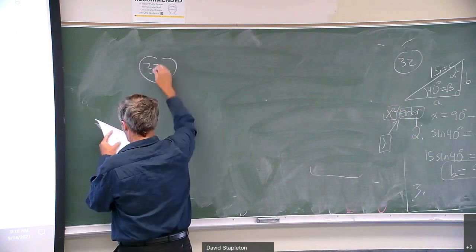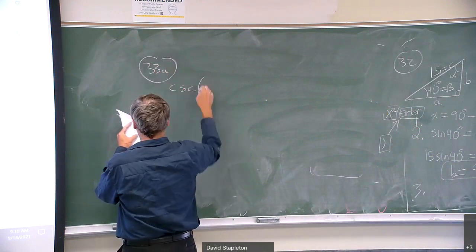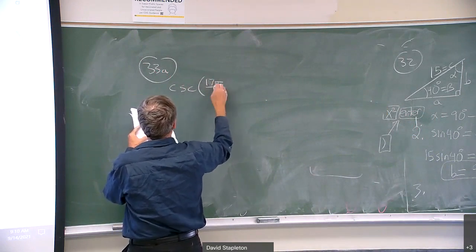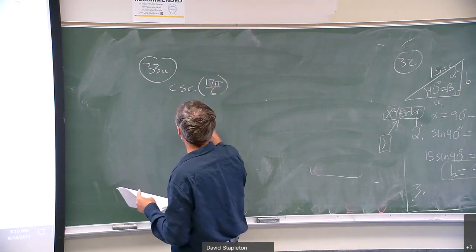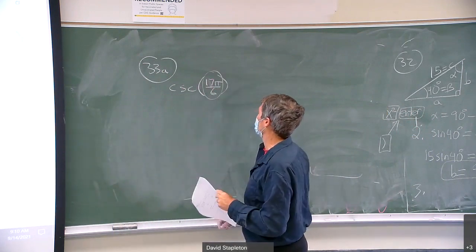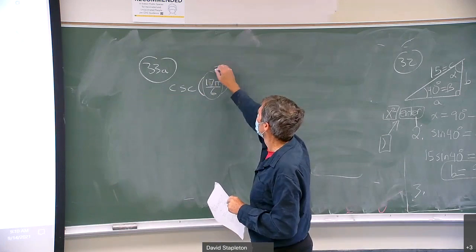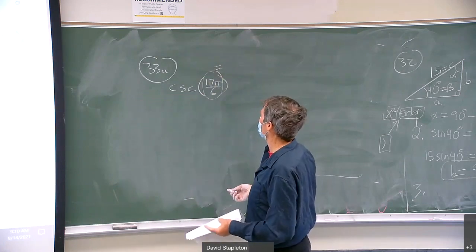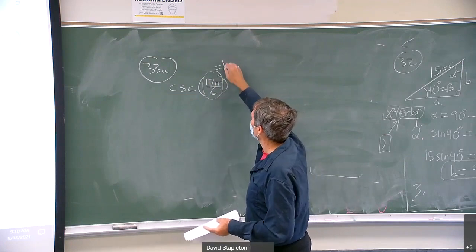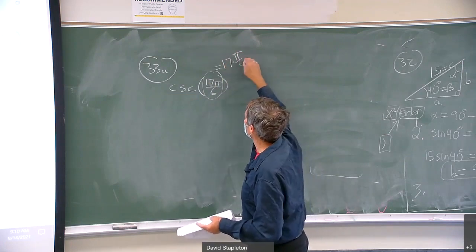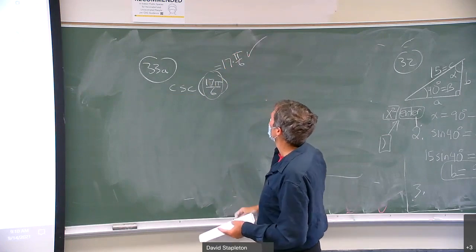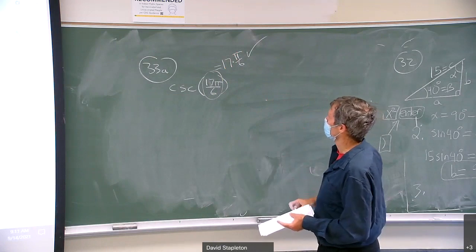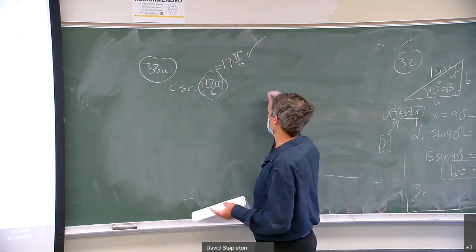33A. What I want is the cosecant of 17 pi over 6. This is a special angle. How do I know it's a special angle? A special angle is a multiple of pi over 6 or pi over 4, right? So this is 17 times pi over 6. Immediately, it's a special angle, right? Multiple of pi over 6 or pi over 4, 30 degrees or 45 degrees. So I know I can do this one exactly.